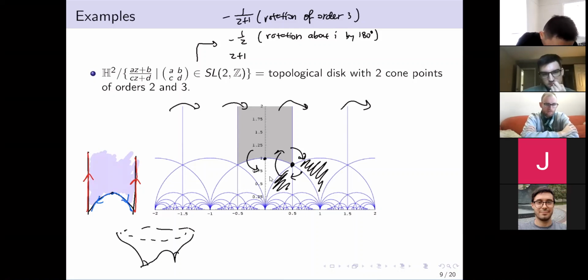The cone points over here are associated to this point, i. This is a fixed point of the rotation of order 2 by -1/z. And then the other one is this one. So this is of order 2, this one is order 3. This one is by the -1 over z+1, so 3, something like that. Okay. All right, moving on.